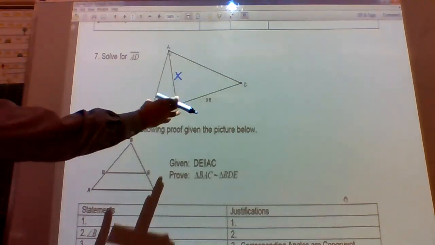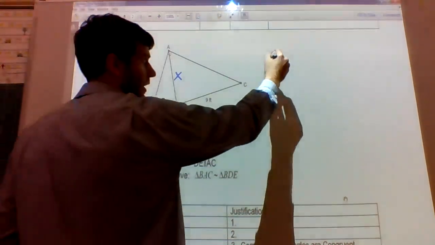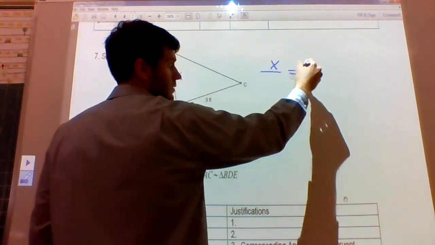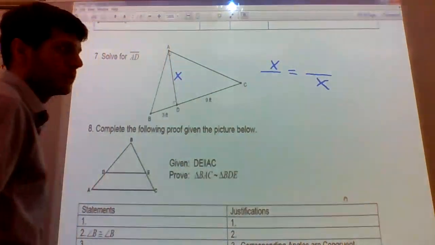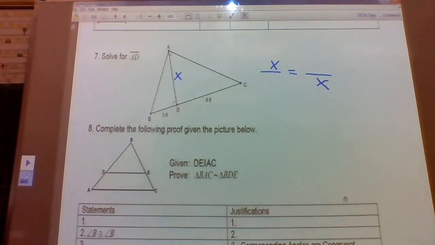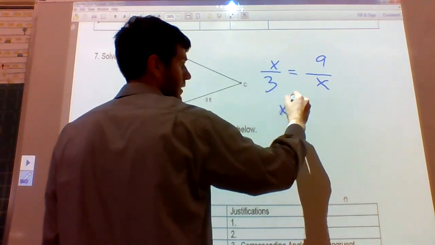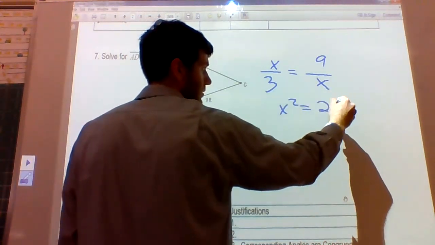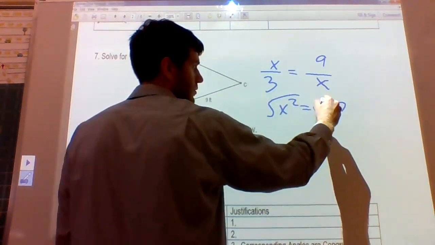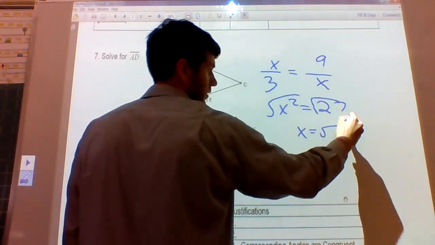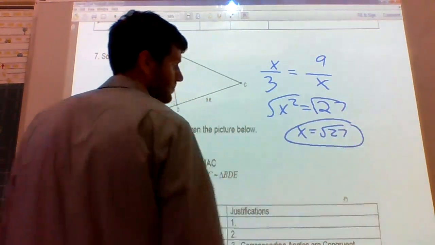So this is geometric mean. We have an altitude. So if we have an altitude, okay, here's our setup. The two pieces we're going to use are the two pieces of the hypotenuse, which are 3 and 9. Okay, cross multiply, that's x squared equals 9 times 3, which is 27. Take the square root of both sides, we get x equals the square root of 27.